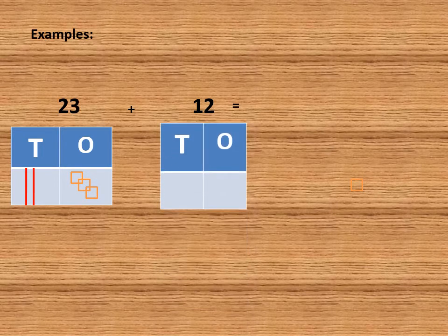And I'll represent 12. How many tens in 12? Excellent. 1 in tens. And how many ones? Yes, 2. 1, 2. So I draw 2 small squares.